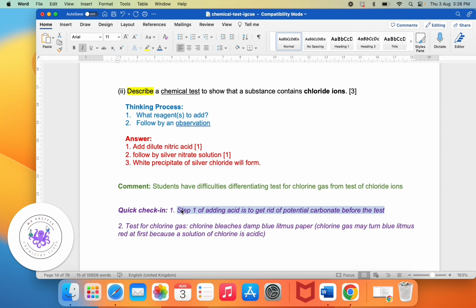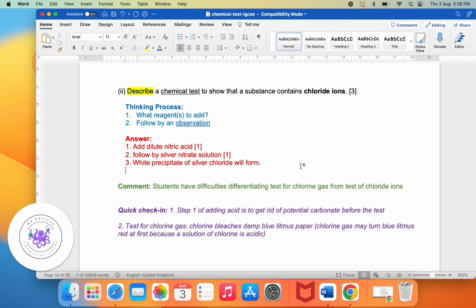So we add acid first, followed by silver nitrate solution. This is the one that we use to test any halide salt, that means chloride, bromide, iodide. And what will you see if the chloride ion is present? You will see a white precipitate of silver chloride form.